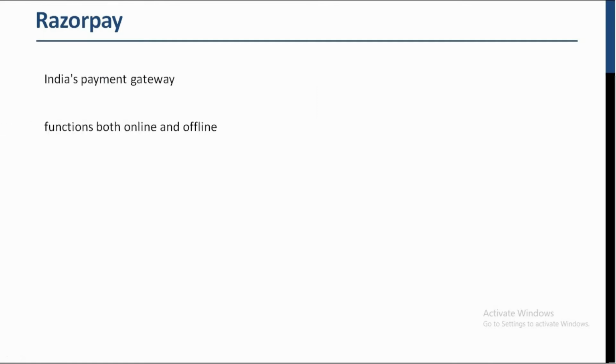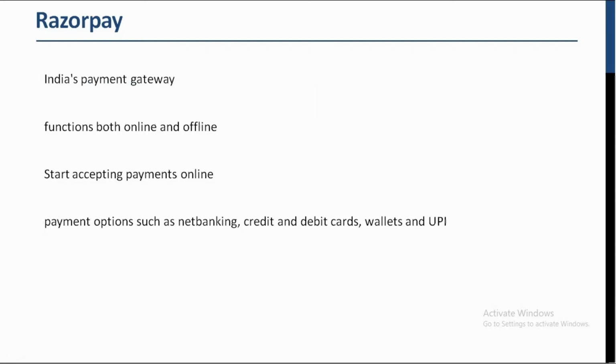And Razorpay works both online and offline, and we need to integrate Razorpay with our website to start accepting payments online from our customers. And it provides payment options such as net banking, credit and debit cards, wallets and UPI. It also provides payments in up to 100 currencies from all over the world, for example, UK, Japan, Australia, etc. And it helps to carry out our business transactions efficiently.